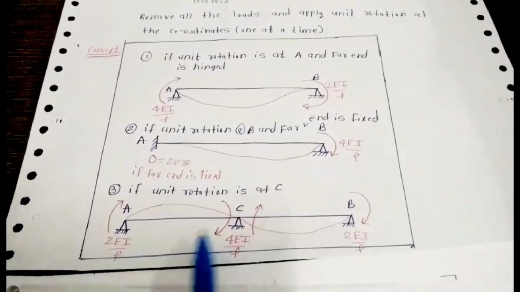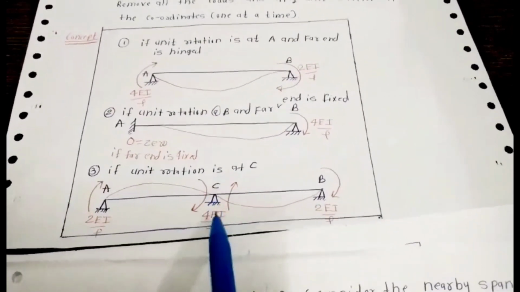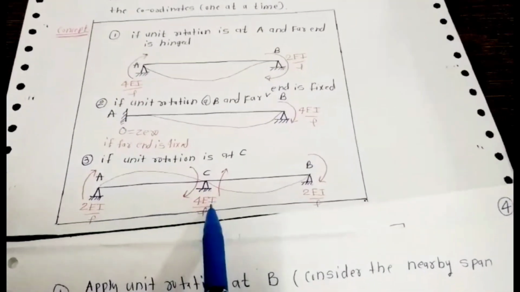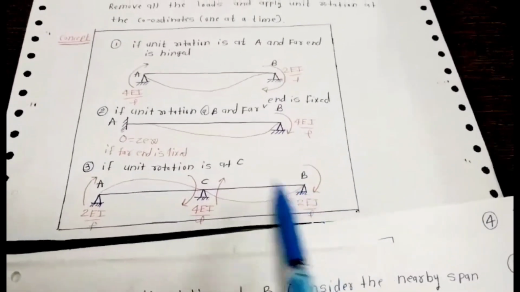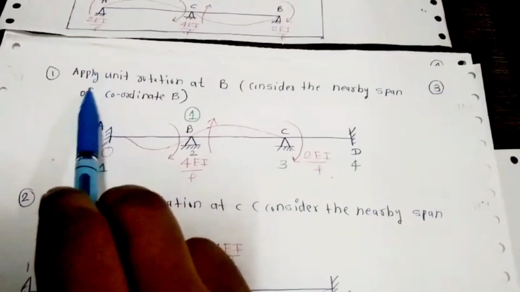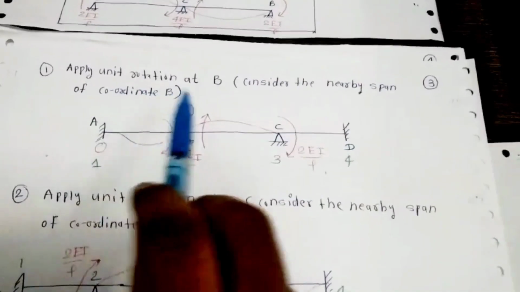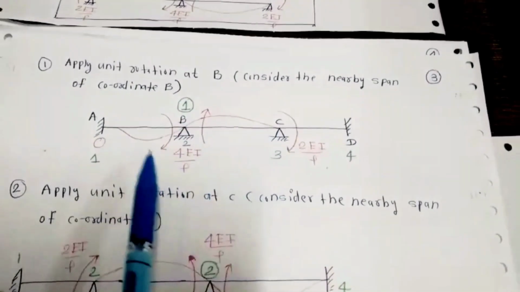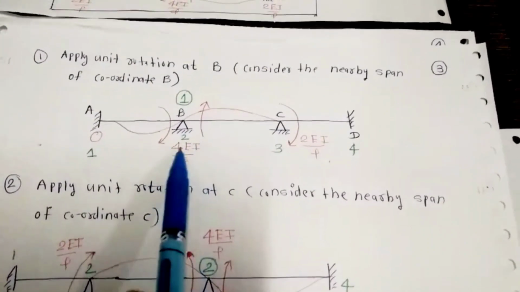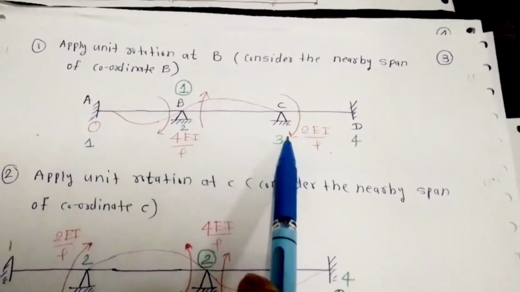We have already seen in the previous concept, that if unit rotation is at the intermediate support, in that case if the far end is hinged, the value is 2EI upon L, at the intermediate support the value is 4EI upon L, and if the far end is fixed, the value is 0. Now we have to apply unit rotation at B. We have to consider the nearby spans of the coordinate B, that is BA and BC. So at point B, the value is 4EI upon L, and if the far end is fixed, the value is 0, and if the far end is hinged, the value is 2EI upon L.